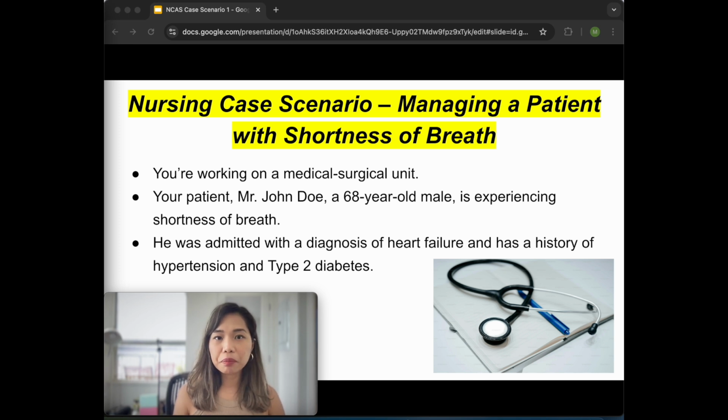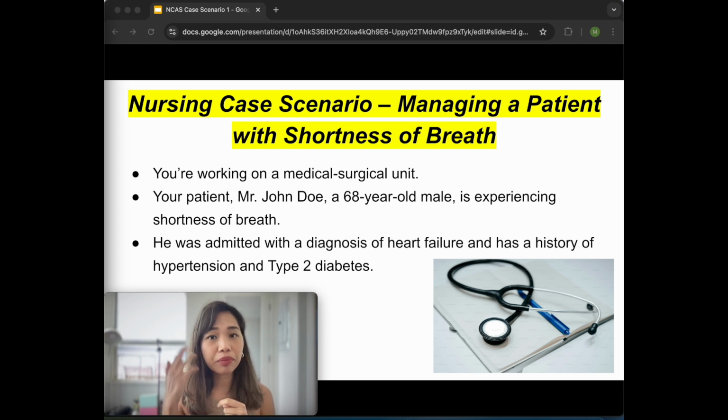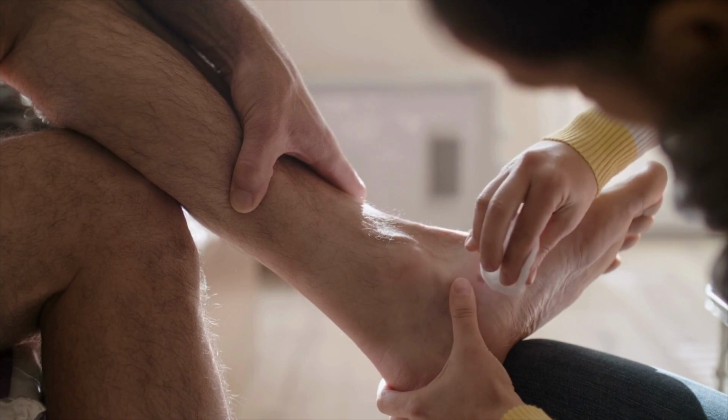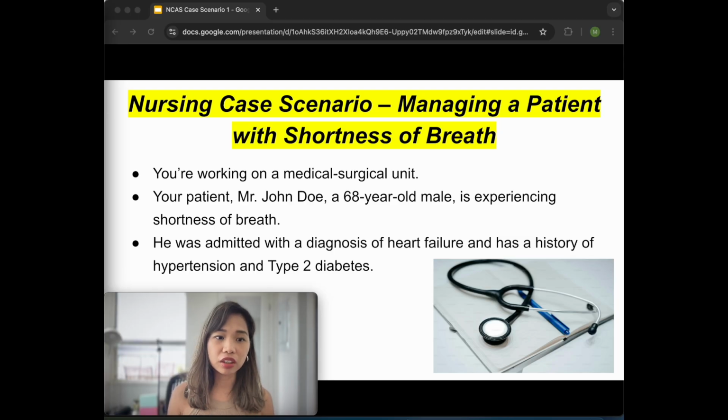Next, identifying potential complications. So knowing heart failure, history of hypertension, and type 2 diabetes, you'll be able to identify potential complications or exacerbations of symptoms. So type 2 diabetes increases the risk of vascular complication. Or if this is a CBA, you're doing your CBA questions and you're given this scenario, that's something that you need to think about as well. So the patient is at risk for poor wound healing, infection, and complication in terms of the vascular.